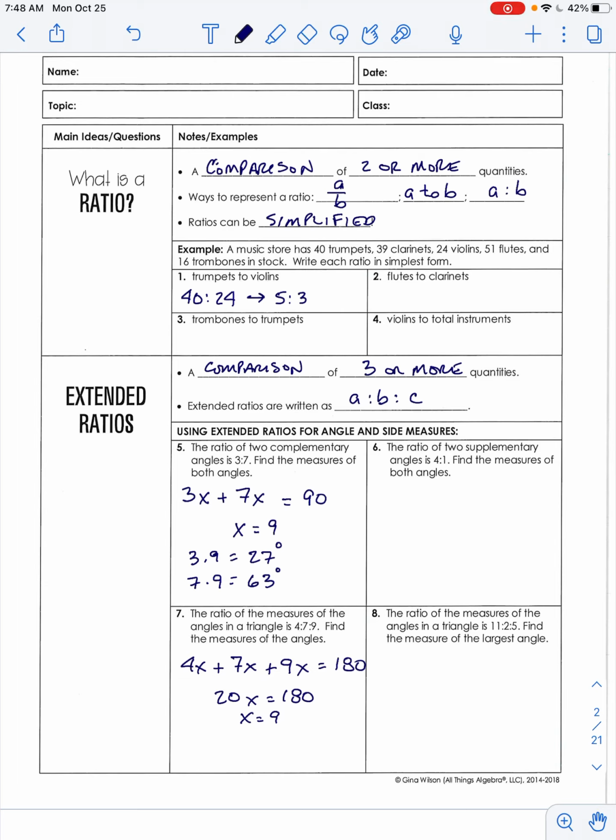Now, if I go through here again, I take 4 times 9, right? So 4 times 9, one of the angles would be 36. I'm going to take 7 times 9. Another angle is 63. And lastly, I'm going to take 9 times 9, which is 81. So these would be the 3 angles then that meet that ratio, okay, as far as that goes.